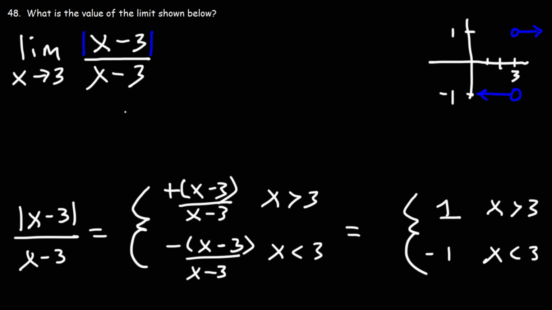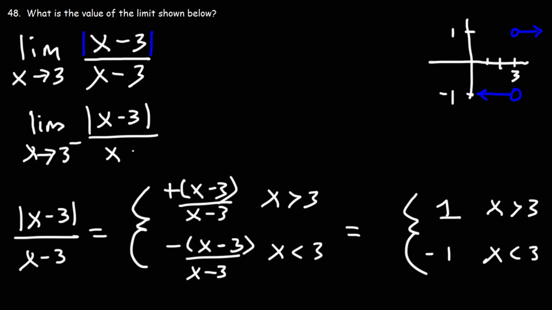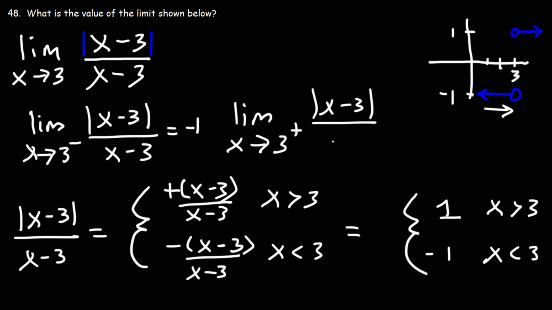So now let's evaluate the limit. So the limit as x approaches 3 from the left side of the absolute value of x minus 3 over x minus 3. So as we approach it from the left, we can see that it's going to be negative 1. As we approach 3 from the right side, that will be this side, that's going to be positive 1. And you can see that in the graph as well.